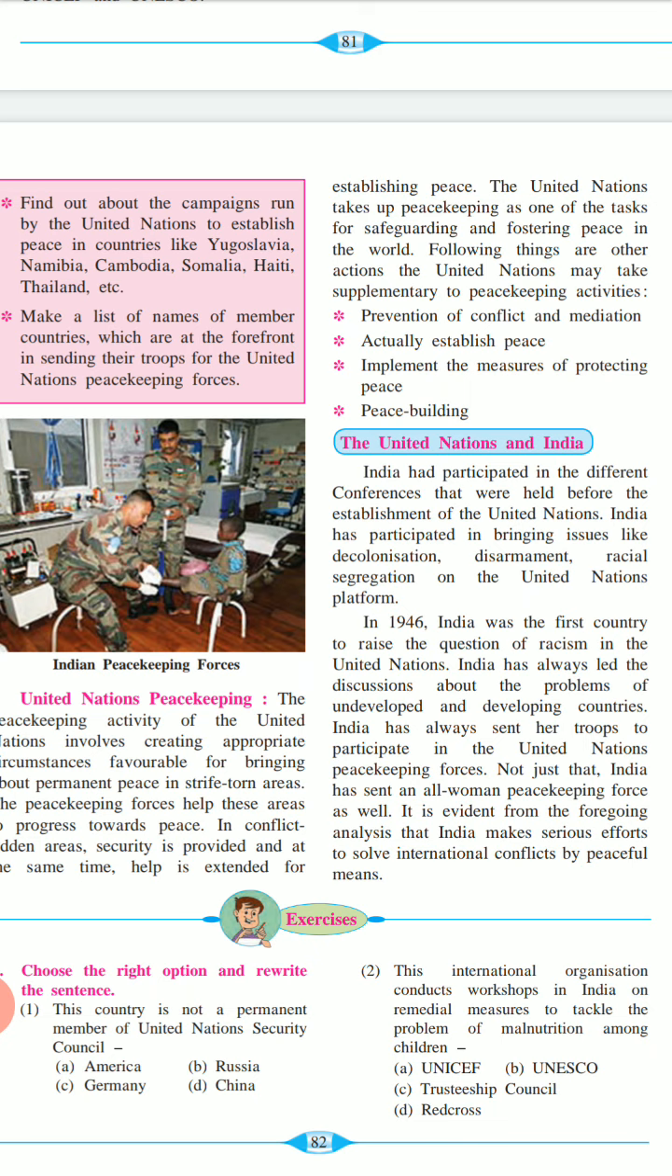Not only that, India also sent troops to the United Nations peacekeeping force. Even troops were sent in an all women peacekeeping force as well. So this shows how much contribution India has given to maintaining peace and harmony worldwide, at the international level. So that was the last point, students.